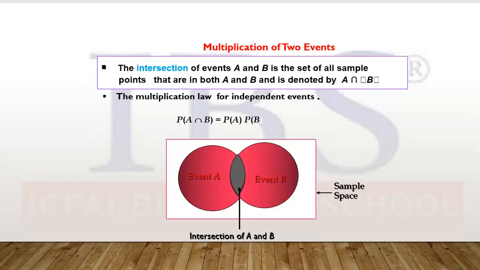Now let us see the multiplication of two events. If two events are independent, it means they can occur together independently of each other. In that case, P(A intersection B) will be the product of the probabilities, P(A) multiplied by P(B), because they are independent events. For dependent events, of course, conditional probability will be used, which we are going to do at a later stage. So this is all for this session, this lecture.